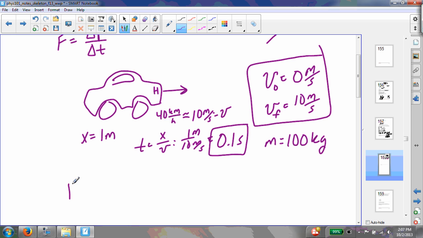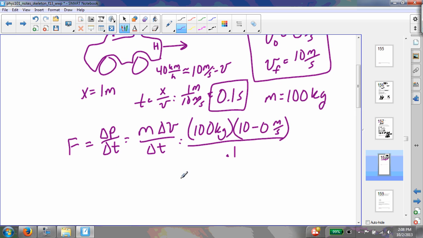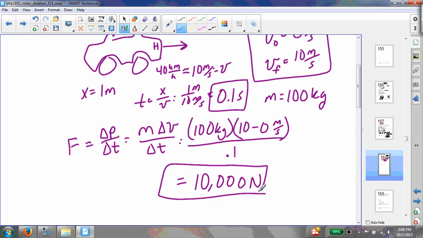All right, so then if I want to find my force, it's just delta P over delta T. That's going to be the mass times my change in velocity over my change in time. That's 100 kilograms, my change in velocity is going to be 10 minus 0 meters per second, divided by my change in time, which is 0.1. So that gives me my force, which is going to be 1,000 over 0.1, or 10,000 newtons. That's a pretty darn big force.